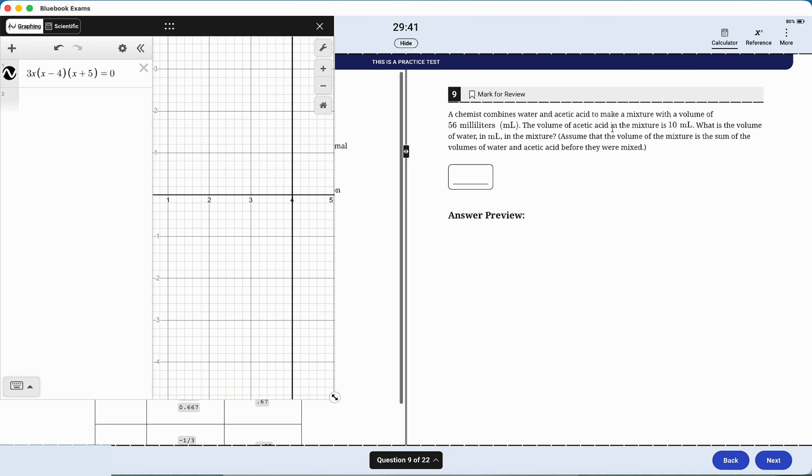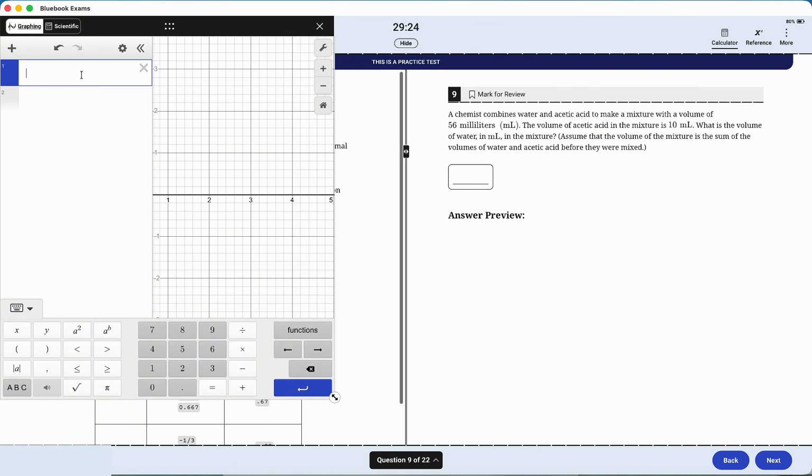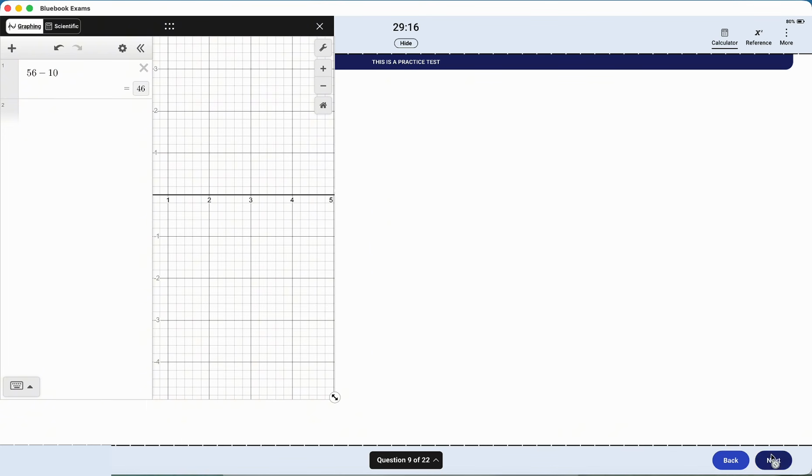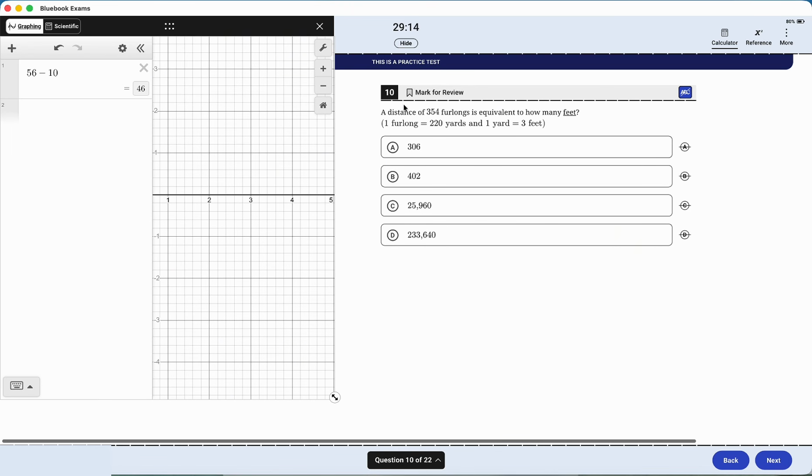Next one, a chemist combines water and acetic acid to make a mixture of 56 milliliters. So these two combined together is 56. They tell us the volume of acetic acid is 10. What is the volume of water? This is a funny one. Sometimes they sound worse than they are. You literally are just subtracting two numbers here, right? They gave you the total. They gave you what this one is. They want to know the water. That's just 46.